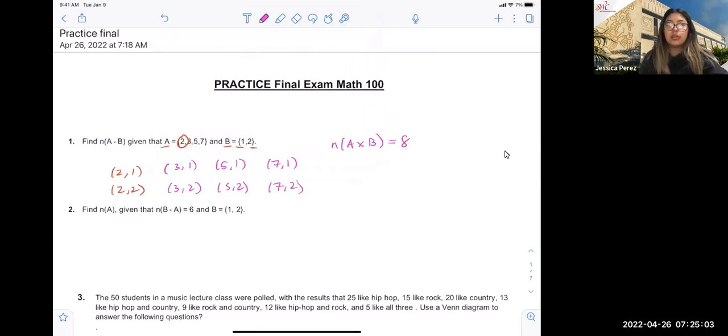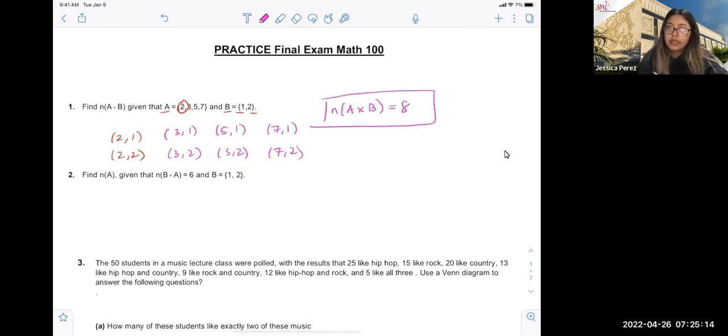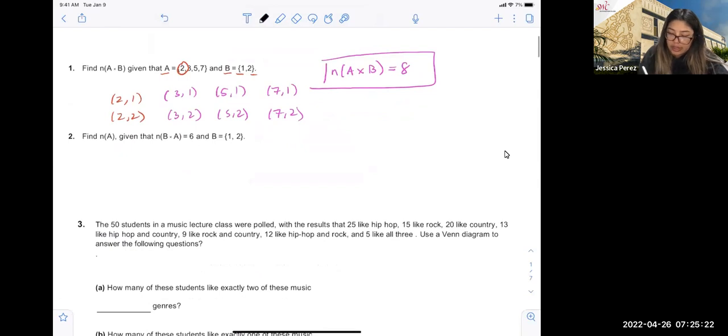And I do want to see all of your work. So I do want to see you list them out. Okay, so this is what I'm looking for in your solutions. If you just give me this, I will only give you partial credit. You should always show me the list. Okay? So based on that, we can answer the following question.